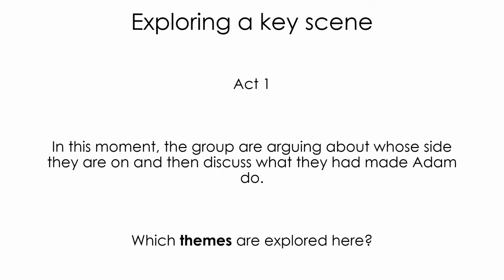So we are going to explore Act 1, and the big question we're going to seek to answer through our exploration is which themes are explored through Act 1. So in this moment, the group are arguing about whose side they are on and then discuss what they had made Adam do. We're going to go through it bit by bit, and with each section of this scene, I would like you to note down which themes are explored.